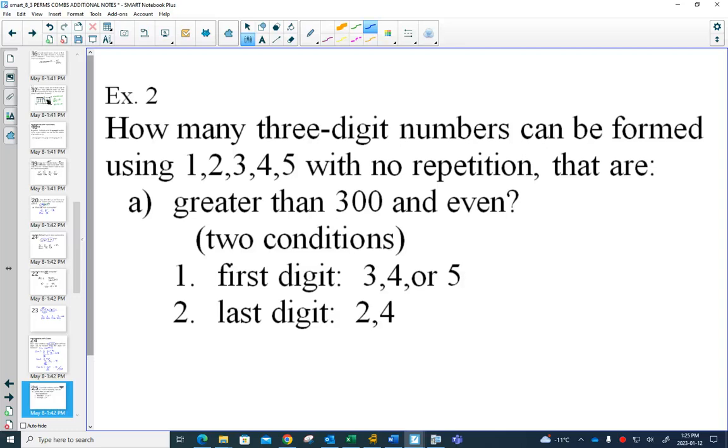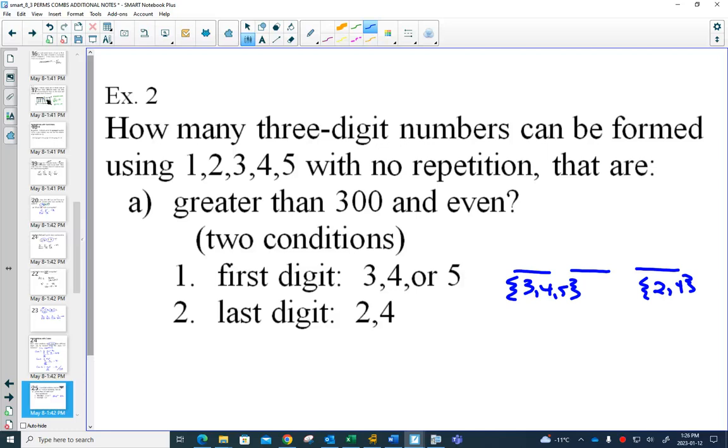So if we tried to do this all at once, we would draw our spaces for 3 decisions. We would say there's a restriction here, 2 or 4. There's a restriction here, 3, 4, or 5. Don't write this down because this is not going to work, because we're going to try to count it all at once. And you remember when we learned about restrictions, you had to deal with the restriction first. But now we have 2 restrictions.